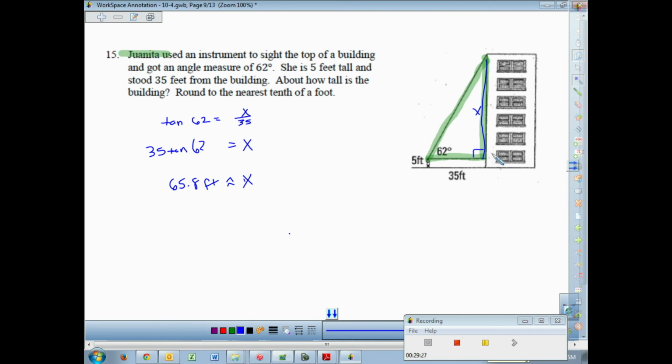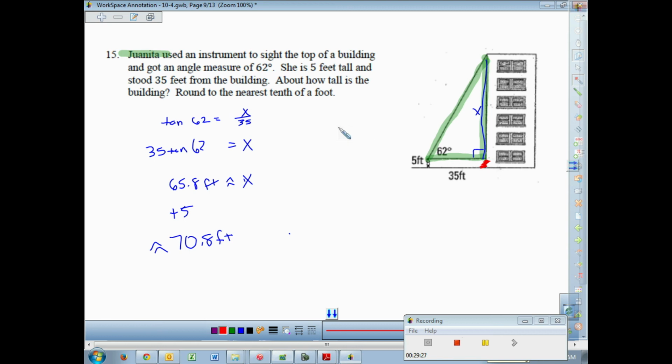X is not 70.8 feet. X is 65.8 feet. But you must add 5, and the building is about 70.8 feet tall. Because realize this little nugget, new color, is not a part of x at all, right? That's that extra 5 feet that her eyes were off the ground. You should have been pretty comfy with that, especially when the picture was drawn for you.